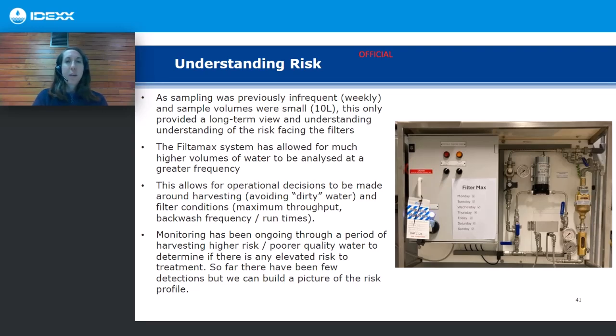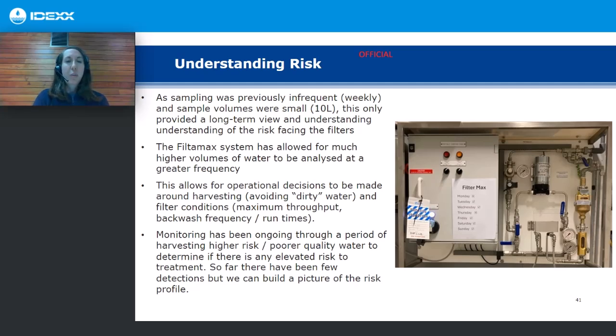As I said, one of the key points around good practice is reducing your risk as much as possible through controlling your harvesting, so avoiding what I'll call dirty water, or the higher risk water. It allows us to modify our filter conditions to limit the maximum throughput through the filters when there is a higher risk, increase our backwash frequency, and reduce our filter run times when we have that higher risk coming into the filters. So monitoring has been ongoing, and in recent times it has given us some really valuable data.